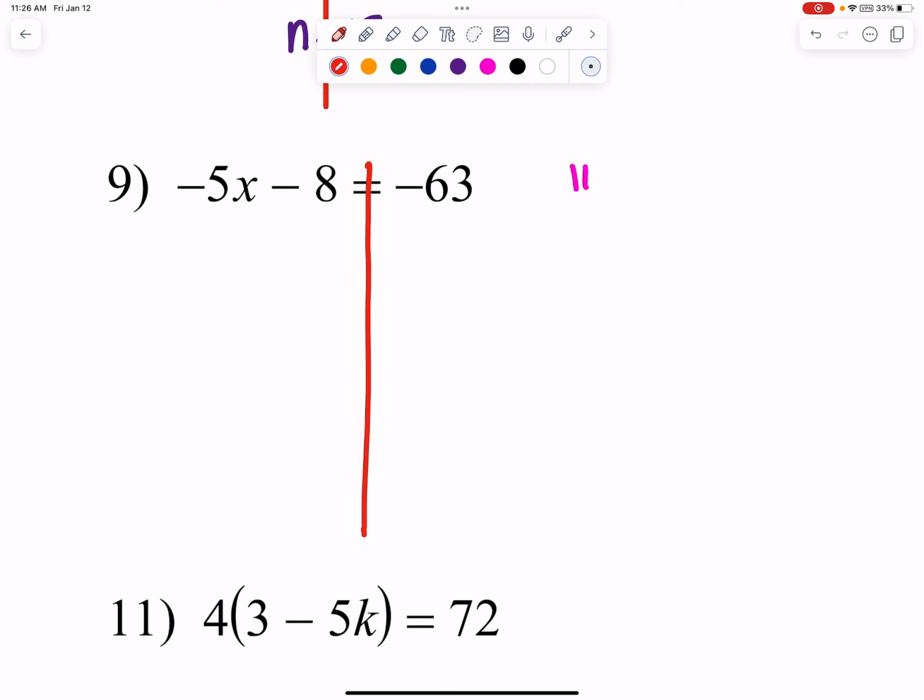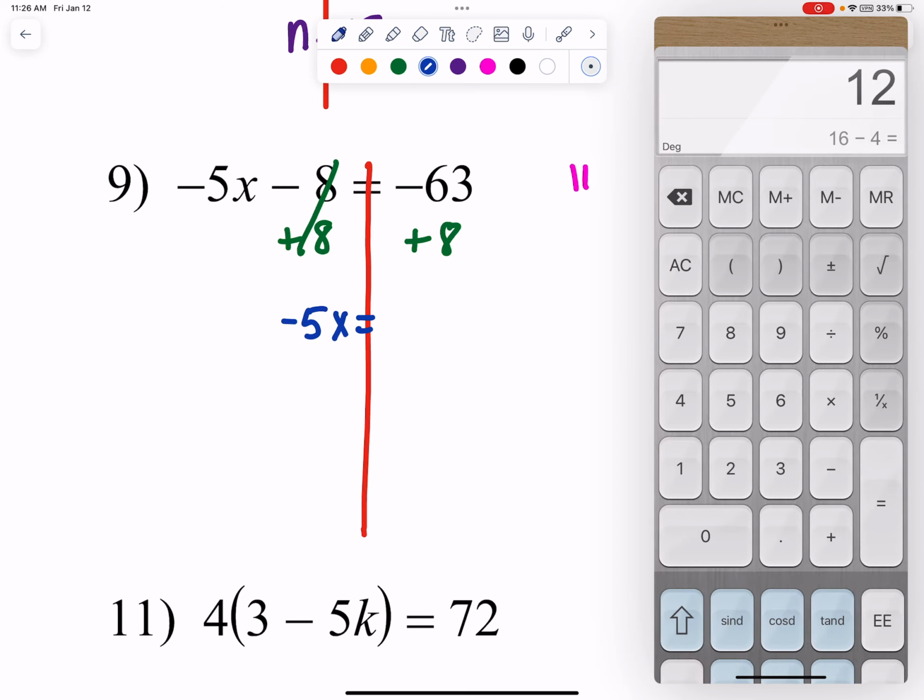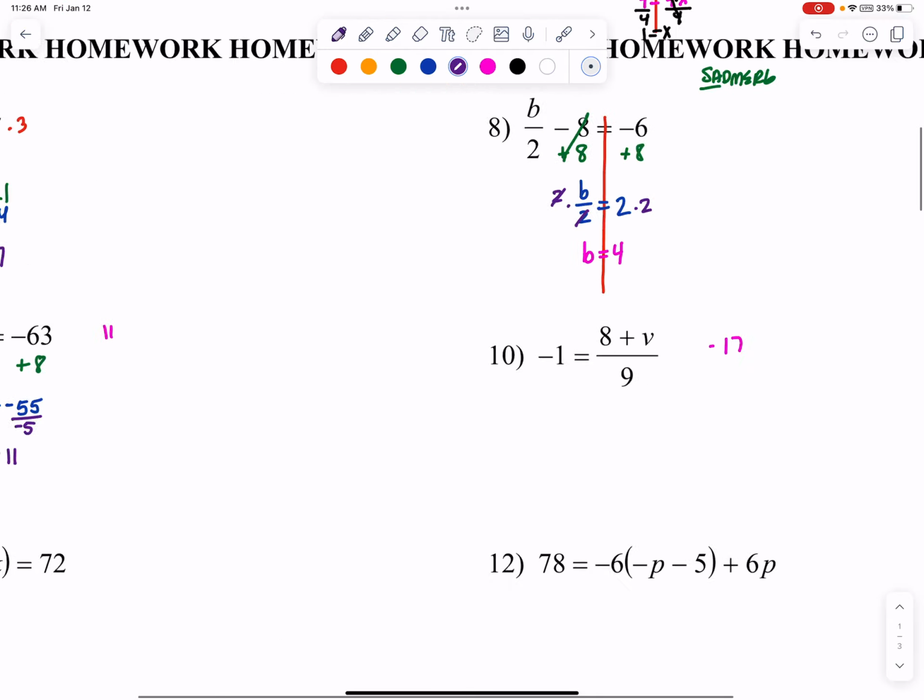Okay, so Sadmerg says do the simple stuff first. So add 8 to both sides. That goes away. What's left over? We have a negative 5x equals negative 63 plus 8. Different signs, subtract. 63 minus 8. Keep the sign of the bigger, so we have a negative 55. All right, and then we can isolate the variable, divided by negative 5, divided by negative 5, and we are left with x equals, it should be 11 there. Let's double check. Yep, there you go. Negative divided by negative is a positive 11, and we're good. Okay, all right, over to number 10.